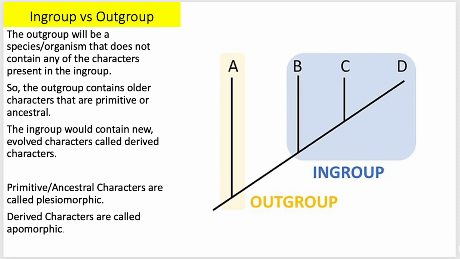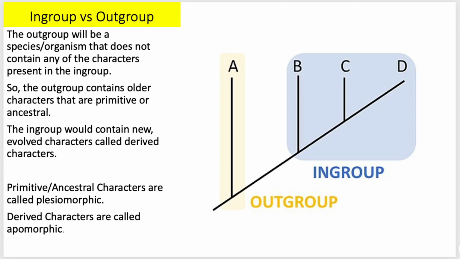Then we have something called the in-group and the out-group. So the out-group will be a species or organism that does not contain any of the characters present in the in-group. So the out-group is going to be the older organism, the more primitive, the more ancestral.